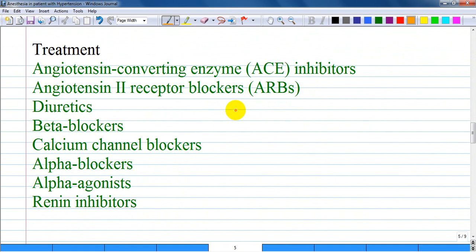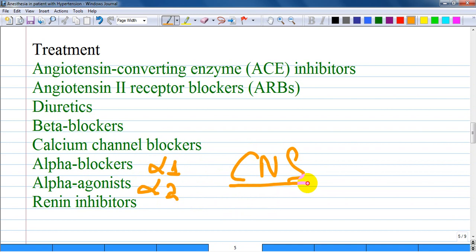How about treatment of hypertension? You see a list of drugs like ACE inhibitors, ARBs, diuretics, beta blockers, calcium channel blockers, alpha blockers, especially alpha 1 blockers, which produce vasodilation, and alpha 2 agonists, which act centrally as inhibitors of the central nervous system, and renin inhibitors.